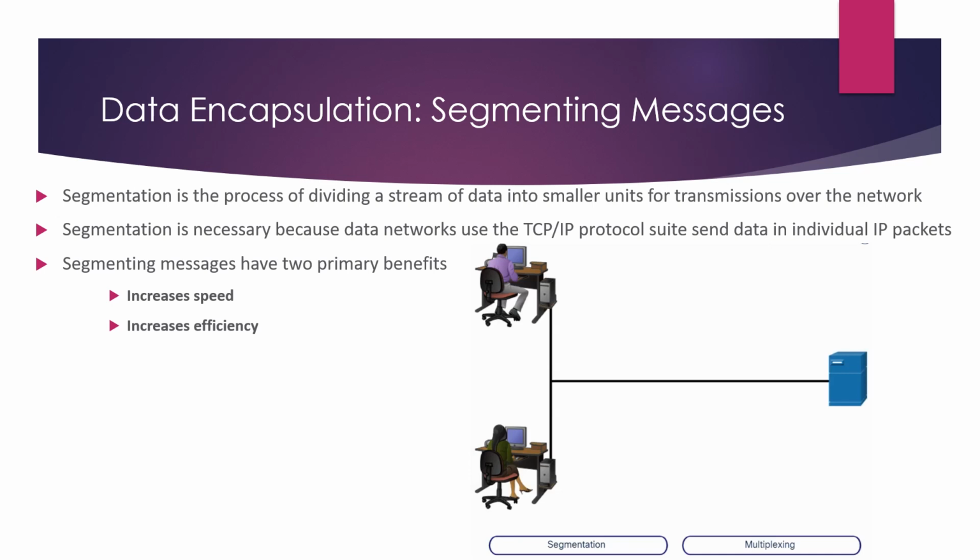And this leads to segmenting messages having two primary benefits. The first benefit is that it will increase the speed. Because a large data stream is segmented into packets, a large amount of data can be sent over the network without tying up a communication link. This allows many different conversations to be interleaved on the network, called multiplexing.